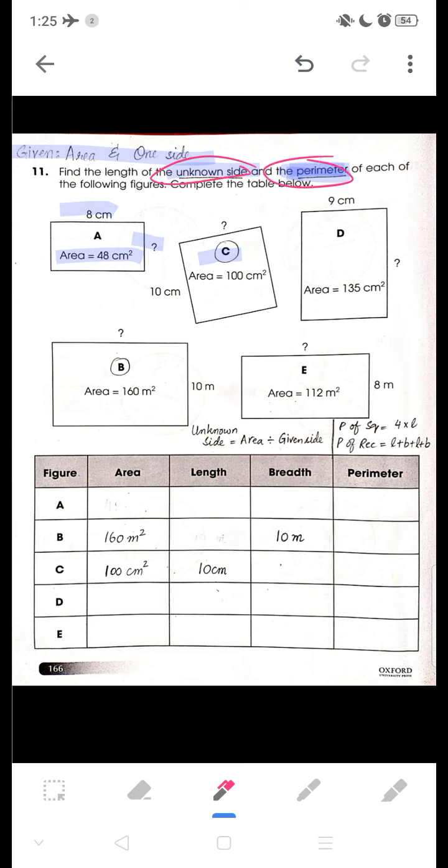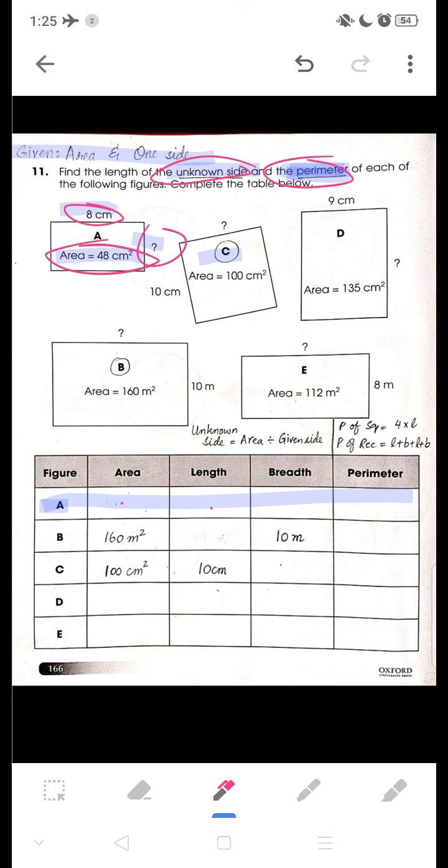for each of the figures. And you also have to complete the table. You have to complete the rows for each figure. For example, for figure A you will complete this row. You will write the area in this column. This is the area. Then you see the longer side is given, so this will be the length of this rectangle. You will write it in the length column, and then you will find the breadth.